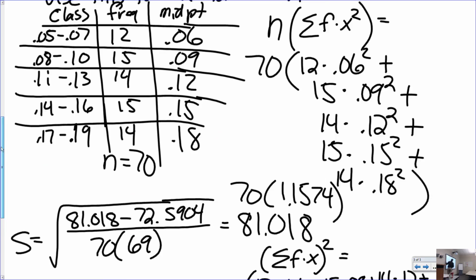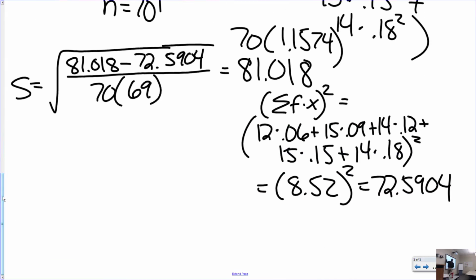And again, note that the denominator is n times n minus 1, so n was 70, n minus 1 is 69. And now it's just punch it in, right? 81.018 minus 72.5904 divided by, crap. Don't clear it, that would be bad. Divided by 70, divided by 69. And then take the square root of that.